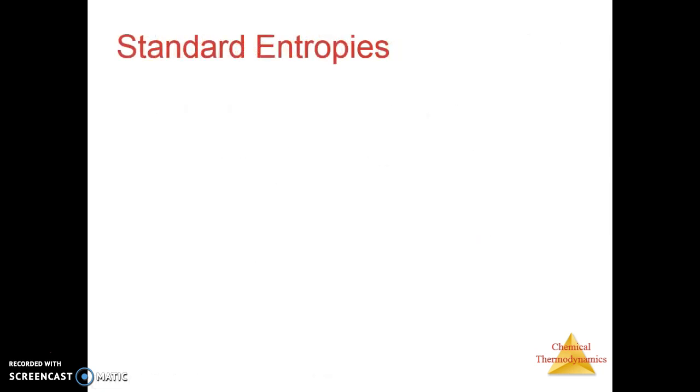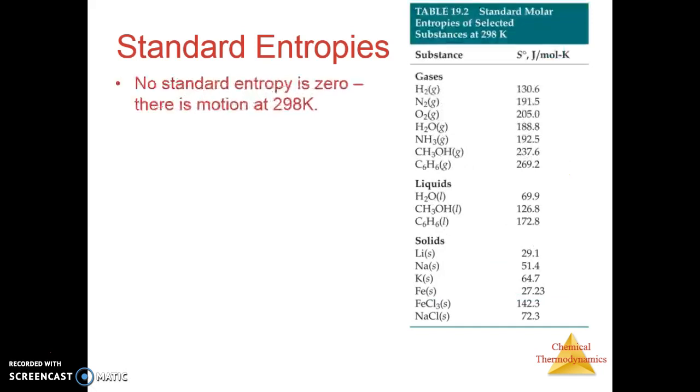So there are tables of standard entropies. No standard entropy is ever 0. Remember, we had some delta H's that were 0 if the substance was in its natural state. Enthalpy is 0 for something like O2. That is not the case with entropies, because standard entropies are measured at 298 K, which means you still have some motion going on. So nothing is 0 in terms of entropy at standard conditions.